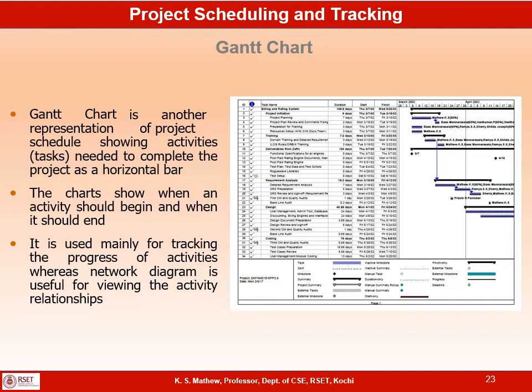So this is the default view in the project scheduling software, called Gantt chart view, which helps you to show the progress of the activities or the assignments of the activities and the relationships between the activities.